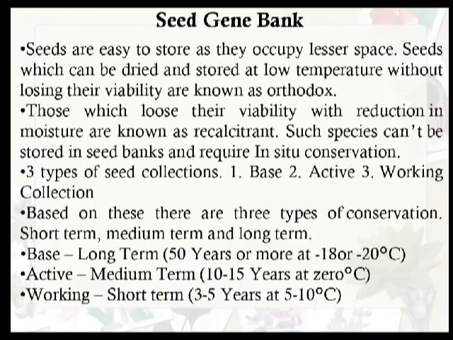Basically, seeds are easy to store because they occupy less space, and also they can be dried. Some of the seeds can be dried and stored at a very low temperature without losing their viability. Such seeds are known as orthodox. Others which lose their viability are known as recalcitrant. Such recalcitrant species cannot be stored in seed banks and require in situ conservation.